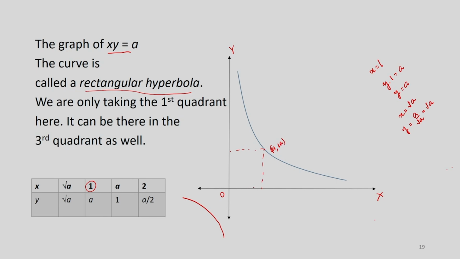Suppose 1 is somewhere here, these are the values of 1, 2, etc. So, if x is equal to 1, then y is equal to a. So, what is the value of a here? This is the a. In this particular diagram, this is the value of a.